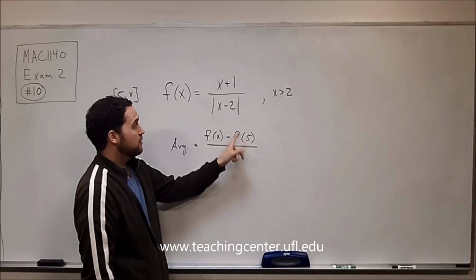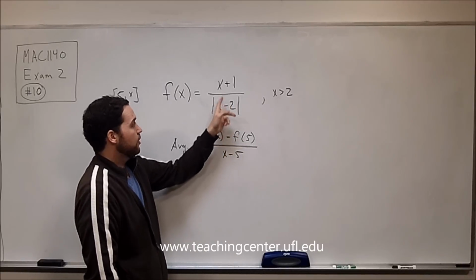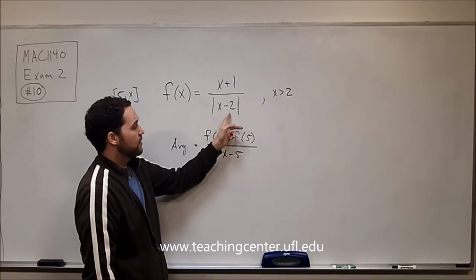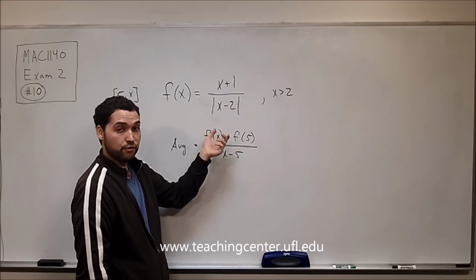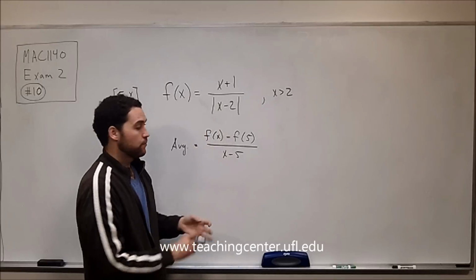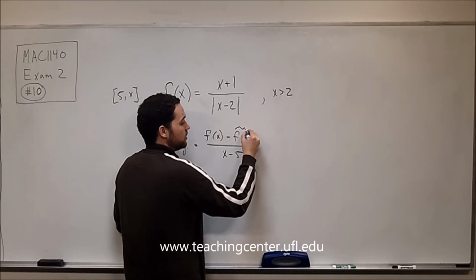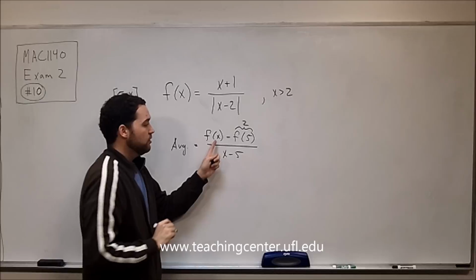Because f of 5 is just plugging 5 into the function that was given. So 5 plus 1 is 6. 5 minus 2 is 3. The absolute value of 3 is still 3. So 6 divided by 3 is just 2. So we know that this expression here is just 2. Now what about f of x?